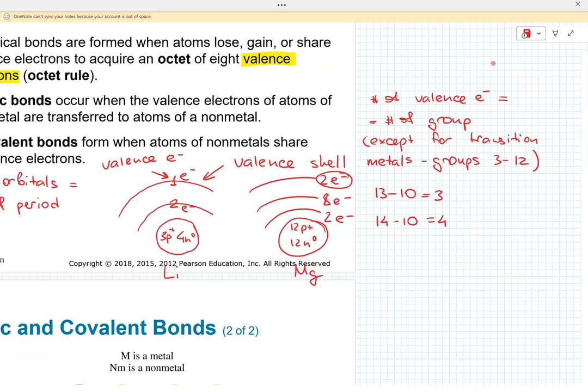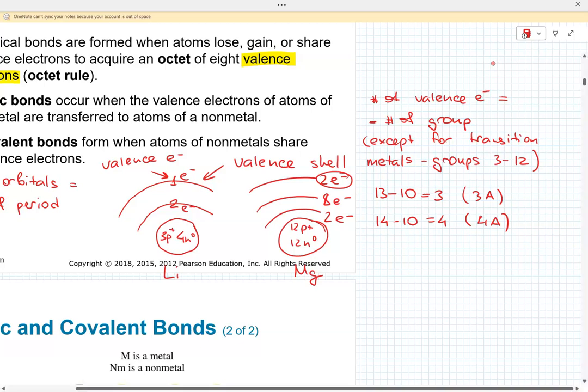Just remember the old numbering? 1A, 2A. Group 13 would be 3A. Group 14 would be 4A. You see what I'm trying to say? Transition elements? Just ignore them. I promise I will not ask you to tell me the number of valence electrons in transition elements based on that periodic table.